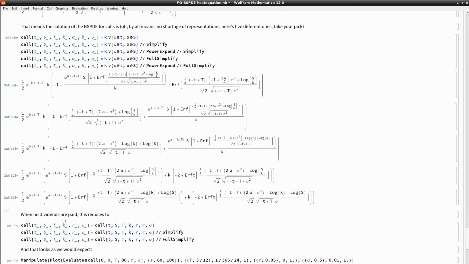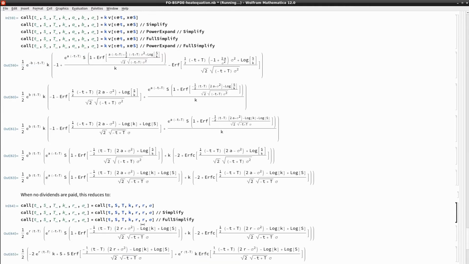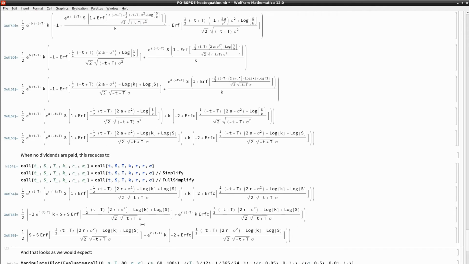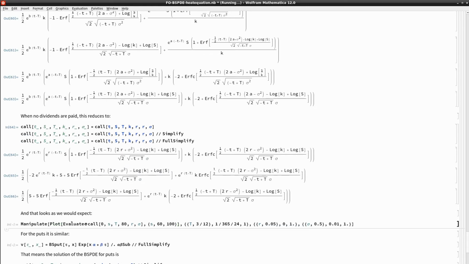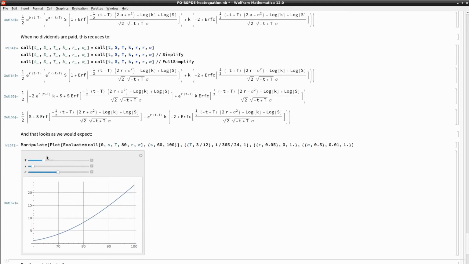And when no dividends are paid, this reduces to simpler formulas. I show you 3 versions here. You see that we're using r here twice in the second argument. So we are getting the simpler formulas when we don't have any dividends, which is the case for most companies. Most companies in the United States don't pay dividends. And now it really looks as we would expect, right?